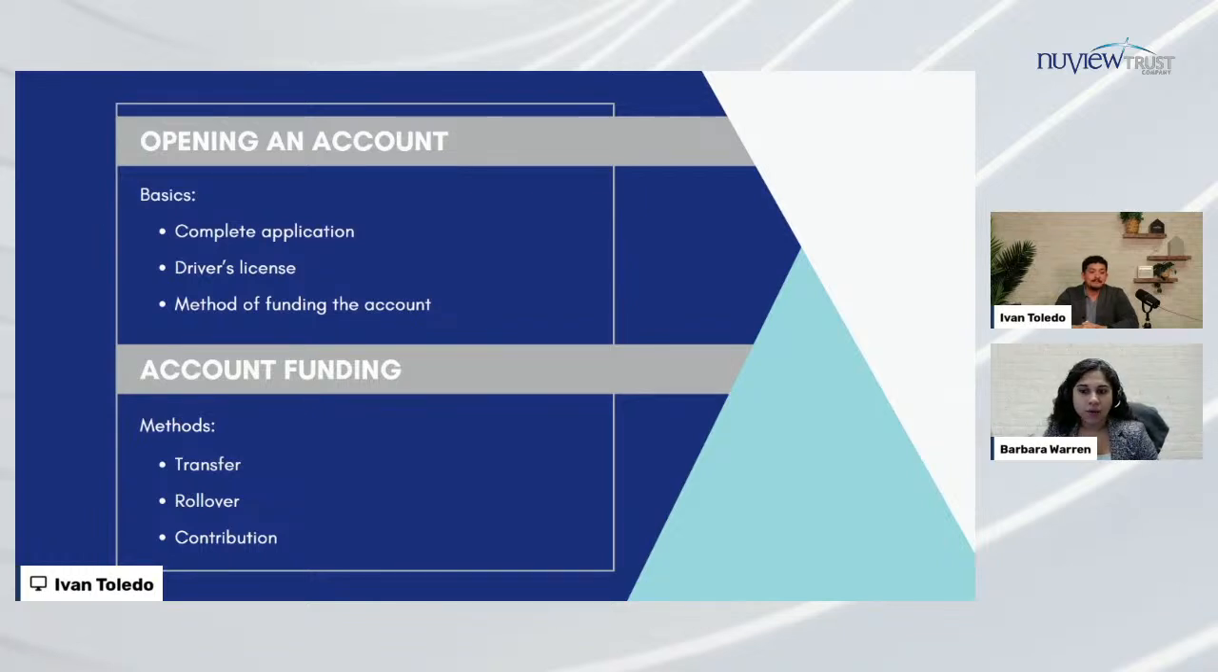So opening an account would be that first stage after you've spoken with one of our IRA specialists. There's a few basic items that you will need in order to get that process started. We'll need a completed application, which should be accompanied by your driver's license, and then also a method of funding the account, which we'll go into a little bit further here. So account funding. There are three methods for account funding, one of them being a transfer, a rollover, and a contribution.